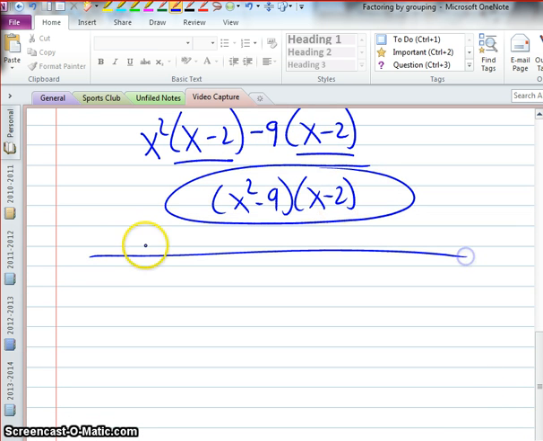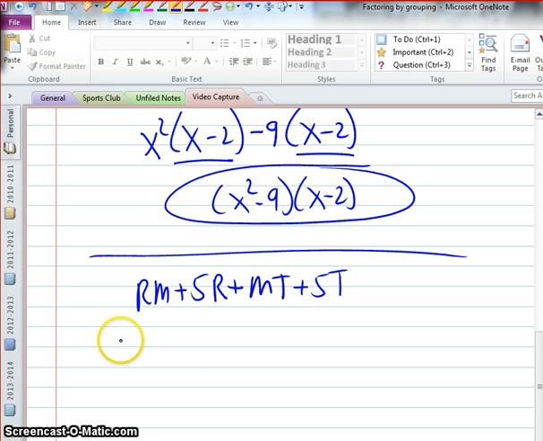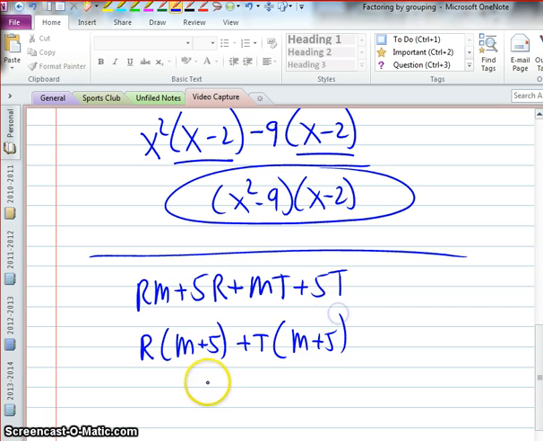If I throw in some more variables, it's not going to change anything. So we'll start with the first two terms. What is the GCF between rm and 5r? Well, they both have an r in common, leaving m plus 5. And then we have mt and 5t, which looks like a positive t, and that'll leave an m plus 5. So we have, in effect, r plus t times m plus 5.